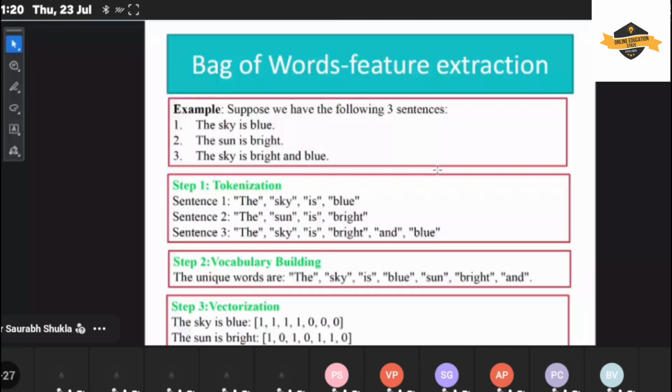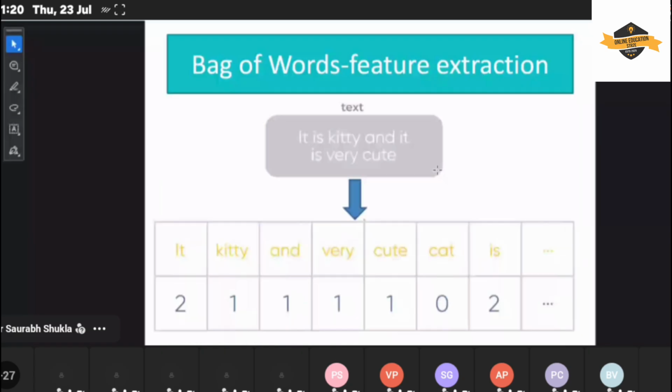Even most of the gaming worlds also use multi-agent systems, like PlayStation games and window-based games, and they also use reinforcement learning. Even large language models use reinforcement learning. It is kitty and it is very cute. So now it is coming 2 times, kitty is 1, and then you're recording the frequency of the words also. This is one example.